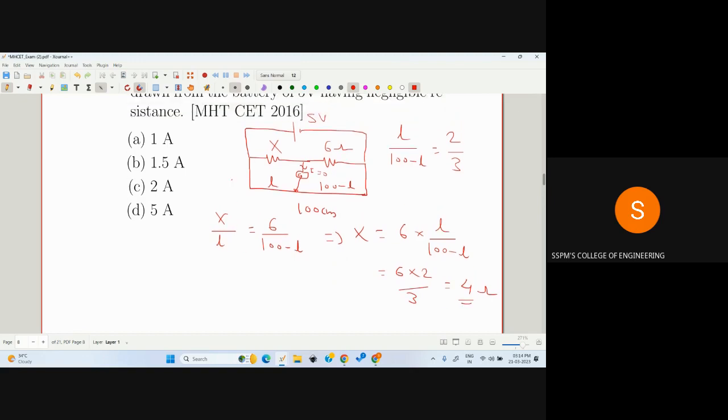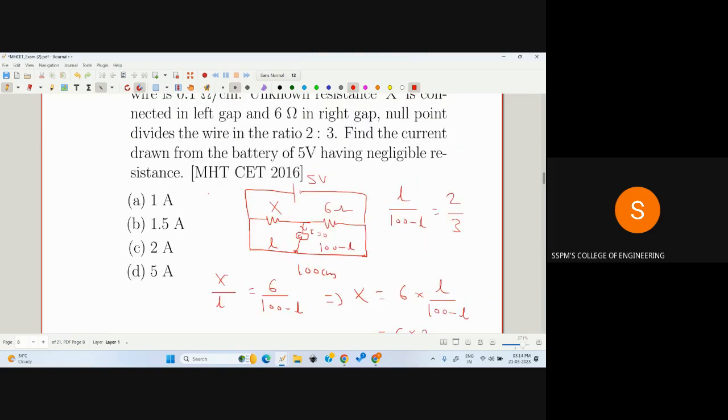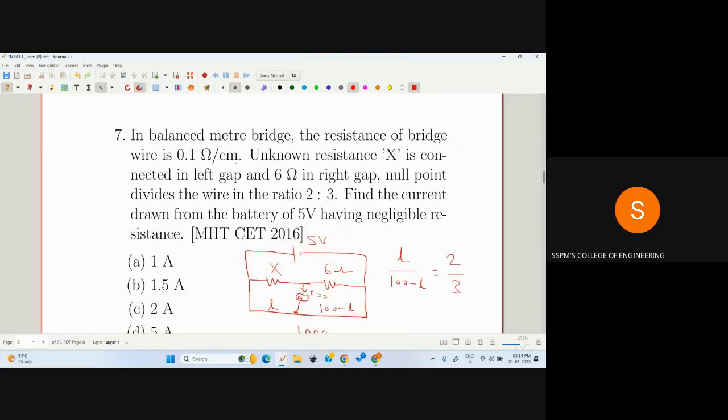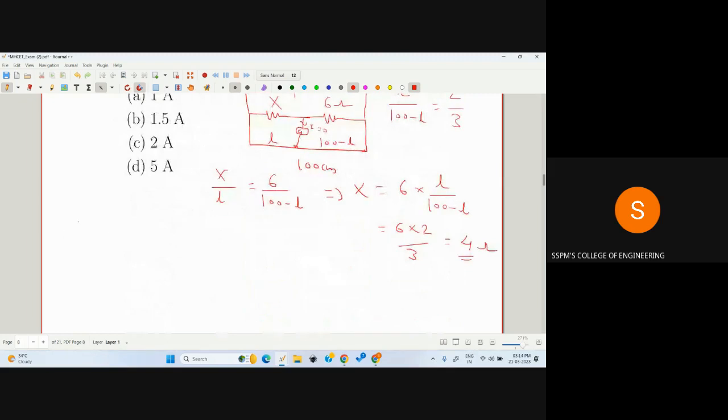Now under the balance condition, this 4 ohm is in series with 6 ohm. And the length of wire is 100 centimeter, and the resistance of wire is given as 0.1 ohm per centimeter. So what would be the resistance of the wire? The resistance of the wire is equal to 0.1 into 100 centimeter. The 0.1 into 100 gives 10 ohm. The total resistance of the wire is 10 ohm.